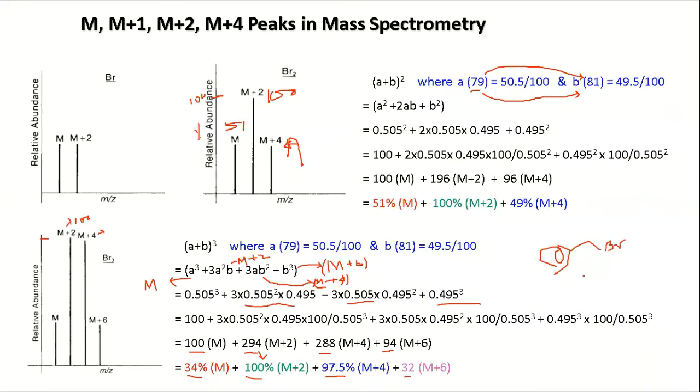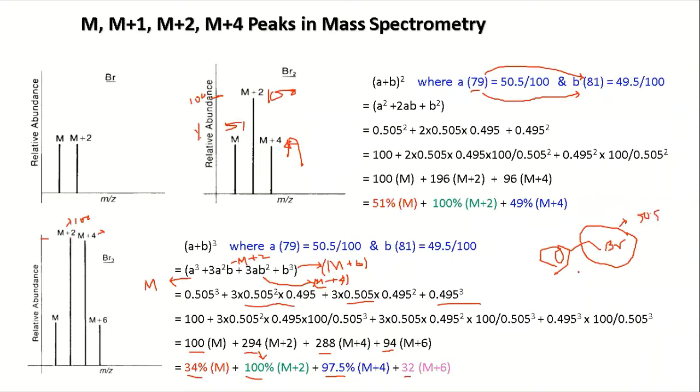Benzyl bromide. How will the molecular ion peak look? I mean the molecular ion and its associated peaks. Understood? You have one bromine here, and the remaining is carbon and hydrogen. That will have little impact because their isotopic abundances are too small: 1.1% for carbon, and hydrogen deuterium is very little, 0.04%. That will be neglected with respect to bromine because you have about 50% abundance here: 50.5 and 49.5.